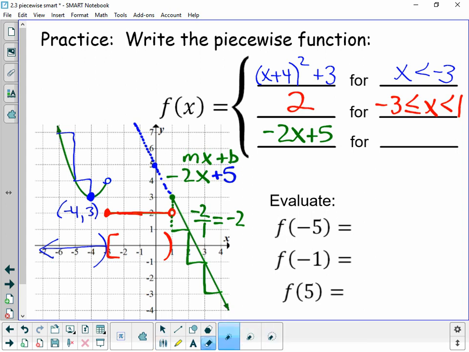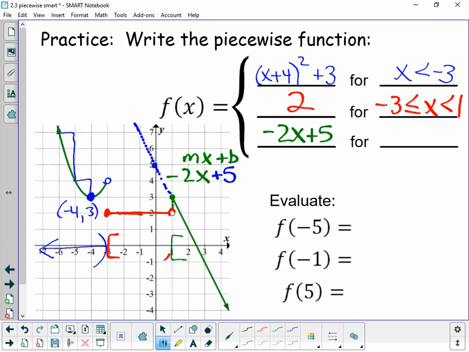Now the part of that we want to keep, the domain restriction that we want for this last part, is that we want to keep everything that is larger than 1. X is greater than 1. And it's a solid circle filled in, so we do want to include it. So this would be the equation of that function.